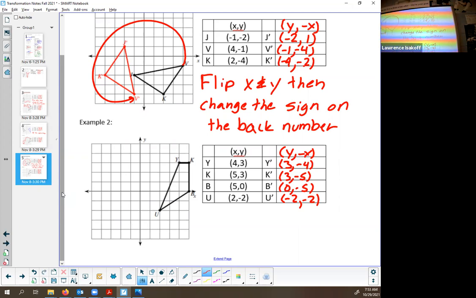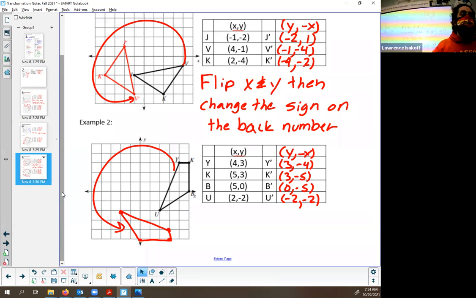So again, now I have the point 3 comma negative 4. 3 comma negative 5. 0, negative 5. And negative 2, 2. Connect my points. And now this rotated around a full 270.